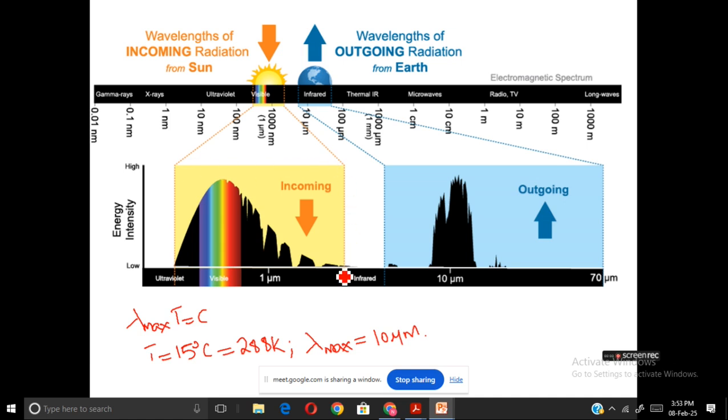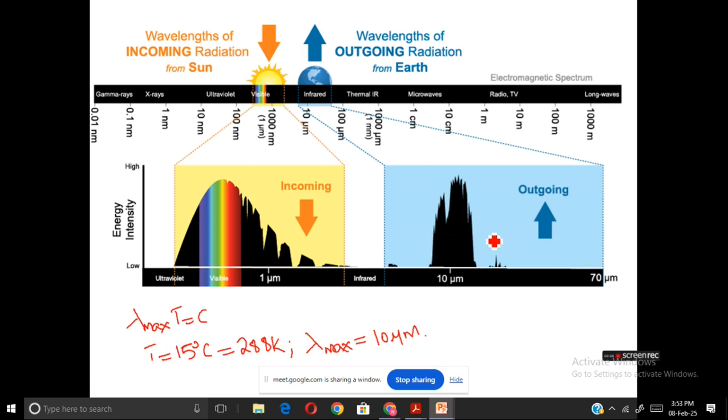So this region shows where the energy peaks in case of incoming solar radiation. And as we can see, this is happening in the visible, even though ultraviolet and infrared regions are also there, but the highest energy is associated with the visible range of the solar radiation. Whereas in case of Earth, this blue region shows the terrestrial radiation being emitted by the Earth. We can see the energy is peaking at a wavelength of 10 micrometers. So this falls in the long wave region of the spectrum.